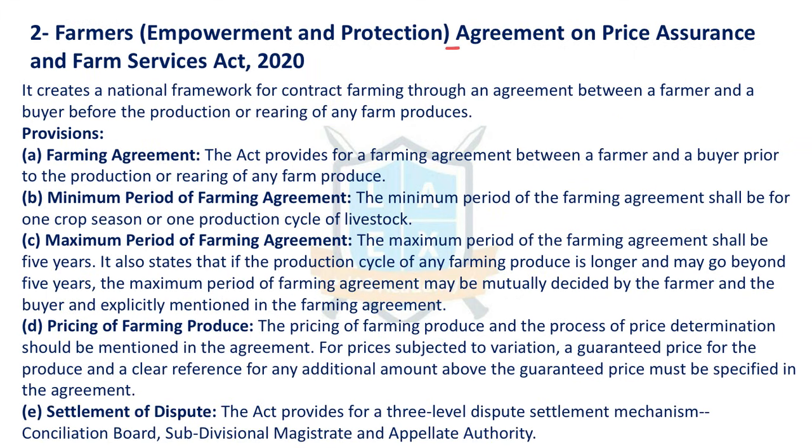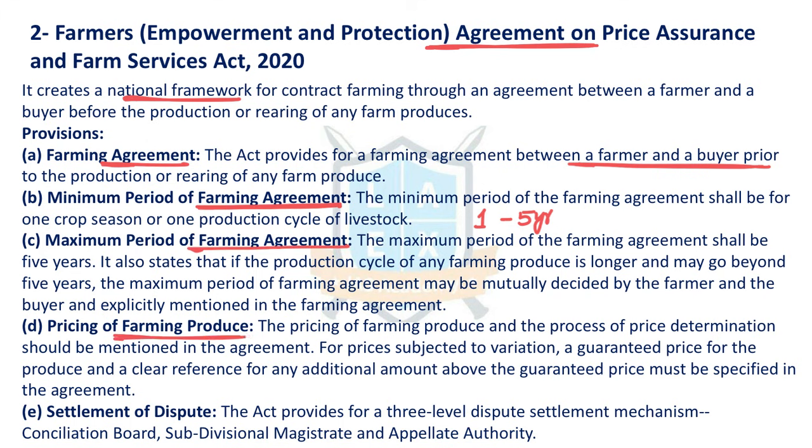Next law is the Farmers Agreement on Price Assurance and Farm Services Act. This is to promote corporate farming, and this provides a national framework. A farming agreement is made between the farmer and the buyer. Prior production agreements are made. The minimum period of the farming agreement is 1 year and the maximum period is 5 years. After 5 years, they have to renew the agreement again.